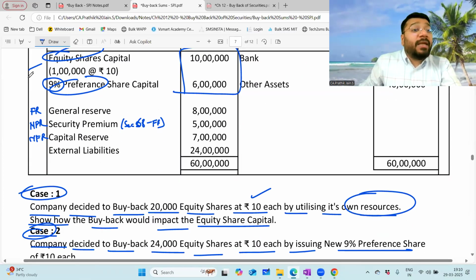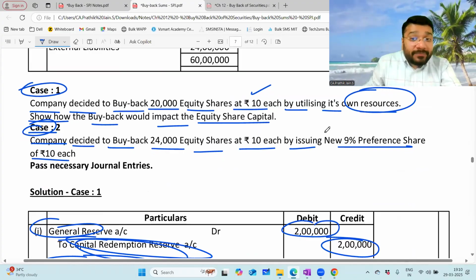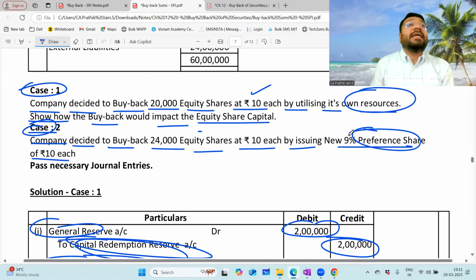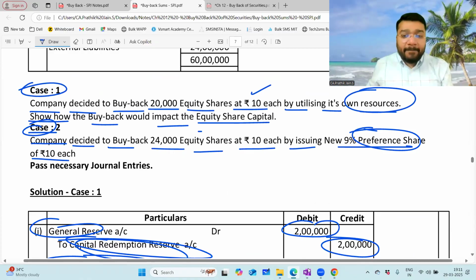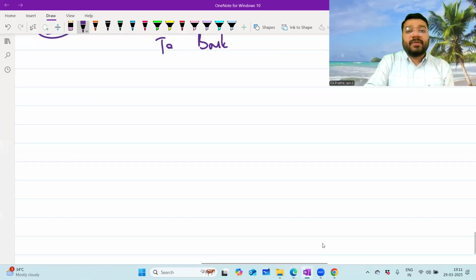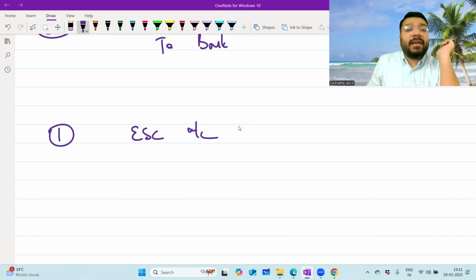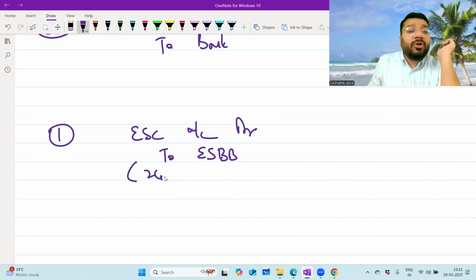Now to buy back equity, can I issue equity share here? Instead of preference share, can I issue equity share? No. The Companies Act does not permit issuing equity share. The logic of that has already been discussed. So please tell me, what is the journal entry? First, the due entry. Equity share capital account debit to equity share buyback. How much? 24,000 into 10, which is 2,40,000.